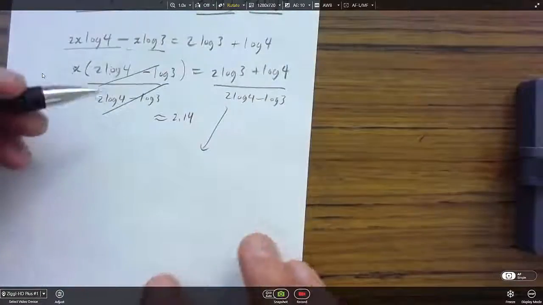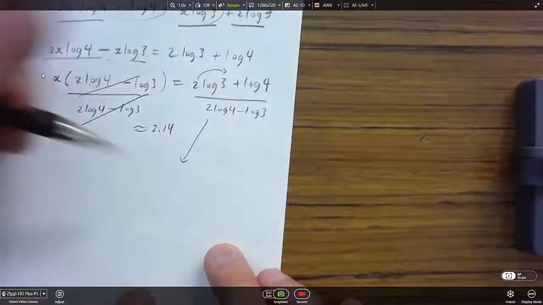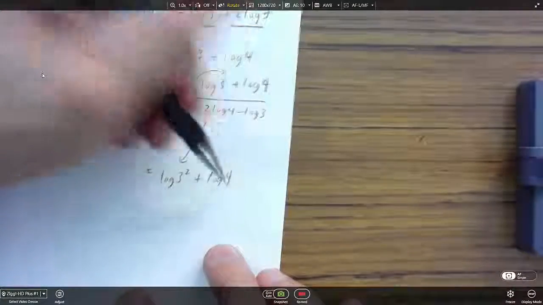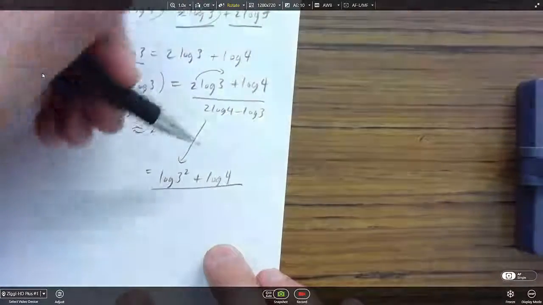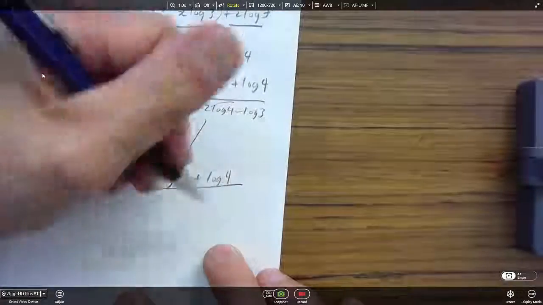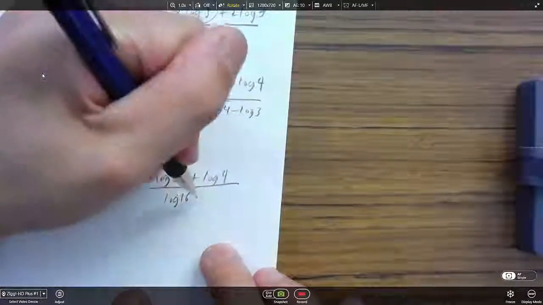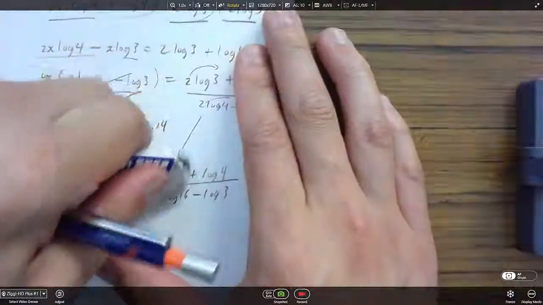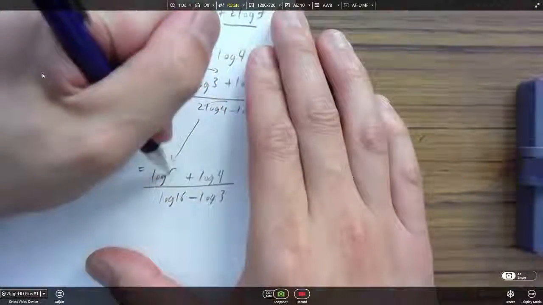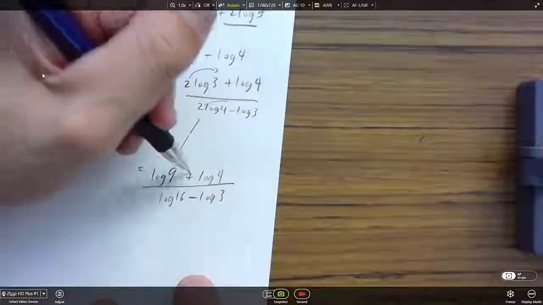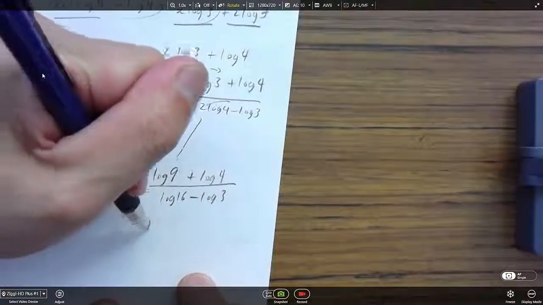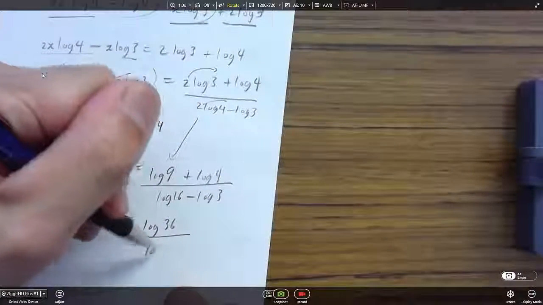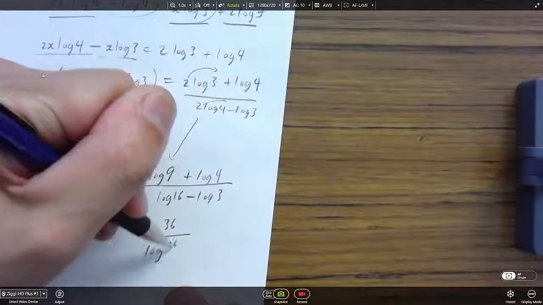Let's just play around with it. I'm going to throw this exponent back up. We get log 3 squared plus log 4 squared is 16 minus log 3. And I'm just going to rewrite this 3 squared as 9. So this is log 9. And when you have a plus sign, we're going to multiply. So this equals log 9 times 4 is 36. And when you have a minus sign, we divide: log 16 over 3.